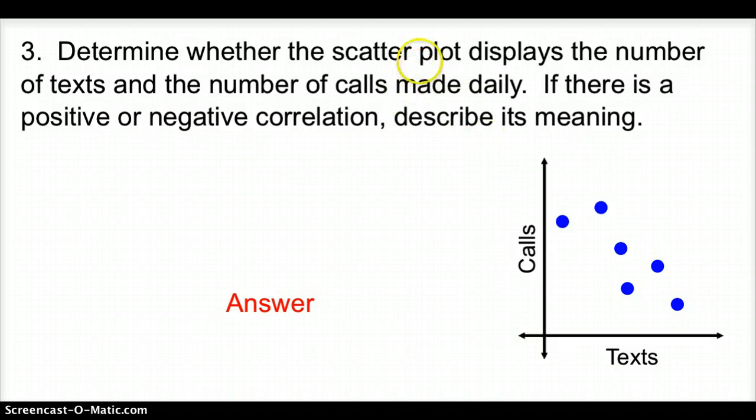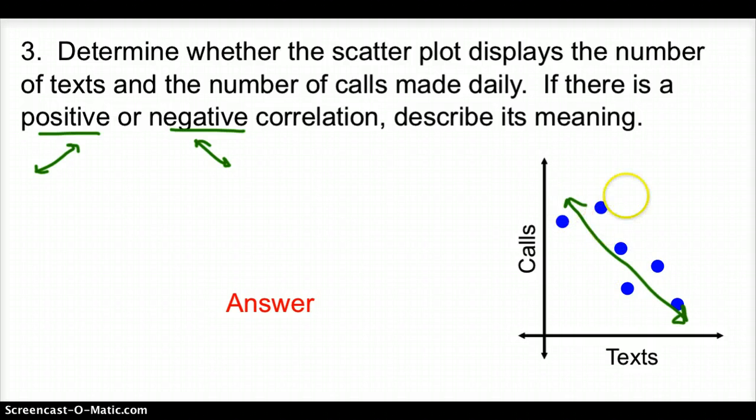Next, we are asked to determine whether a scatter plot displays the number of texts and the number of calls made daily. If there is a positive or negative correlation, describe the meaning. Remember, correlation is if there's a trend to the data. Positive goes up from left to right. A negative goes down from left to right. And can I draw a line through this data? It looks fairly close and it looks like it's going down. So this is a negative correlation.